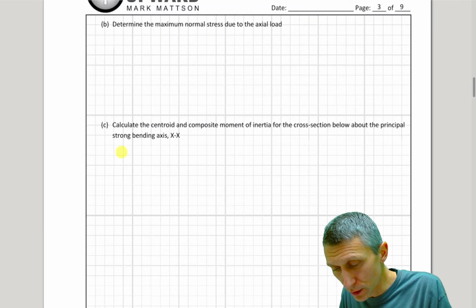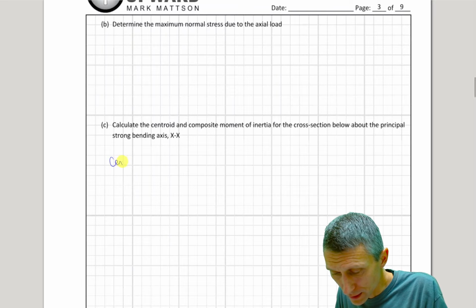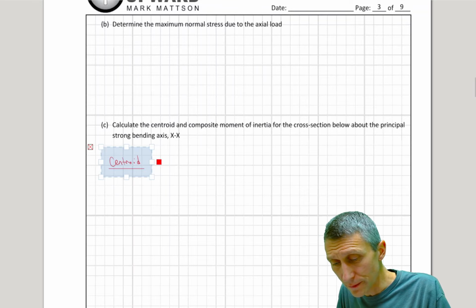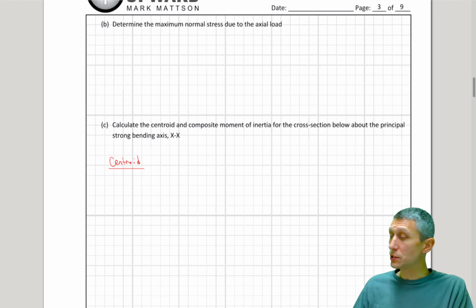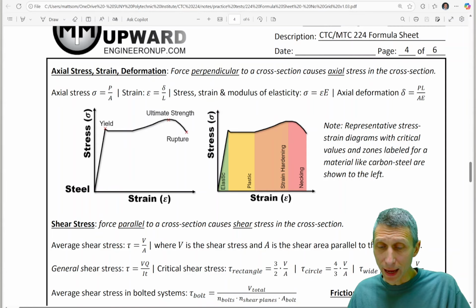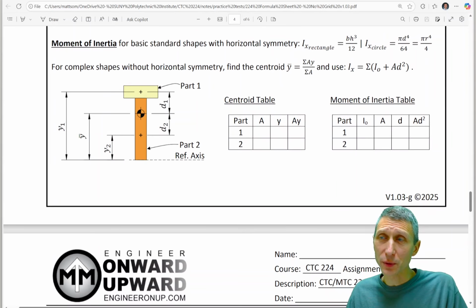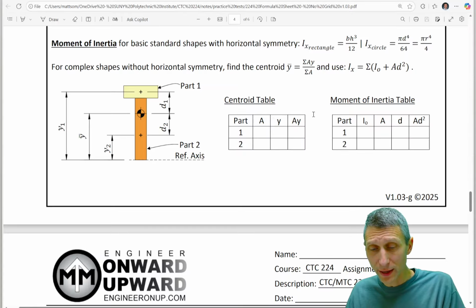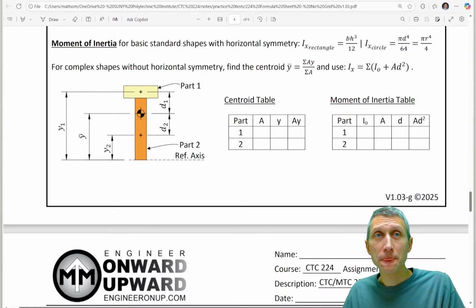So the first thing that we're going to do is find the centroid, and I still have a highlighter on, but here we go. Okay, so we're going to find our centroid, and let's do it. What I like to do for centroids and moment of inertias is come up with tables where I have my part, my A, my Y, my AY, and then my Y bar is the sum of AY over the sum of A. So I like to use this table. For my moment of inertia, it's very similar: part, I naught, A, d, A d squared. But let's first start with the centroid, and then we'll come back.